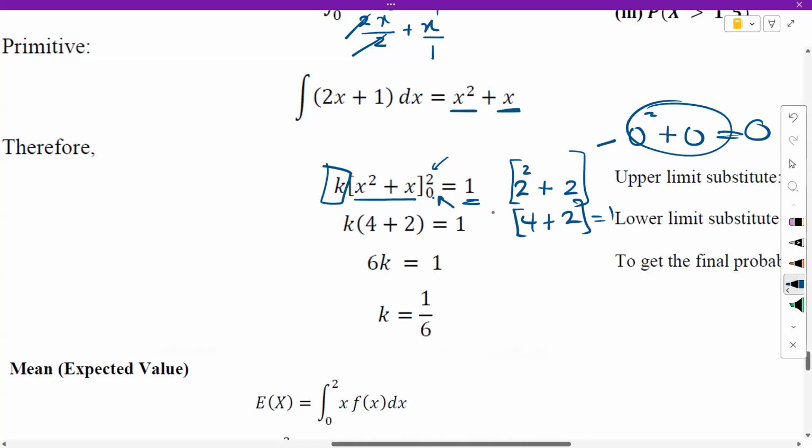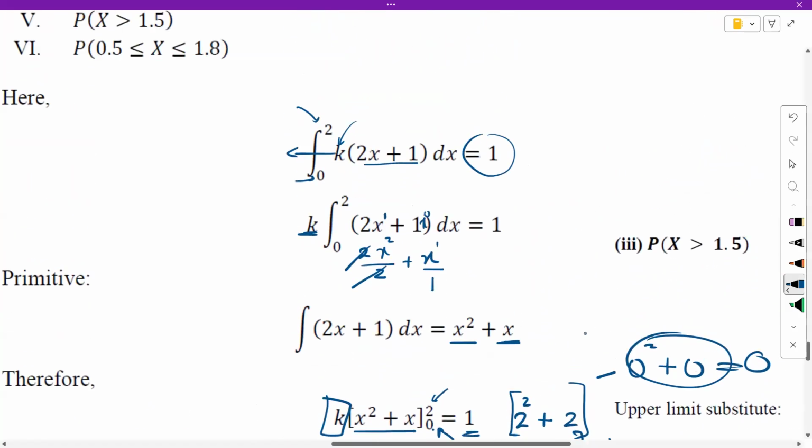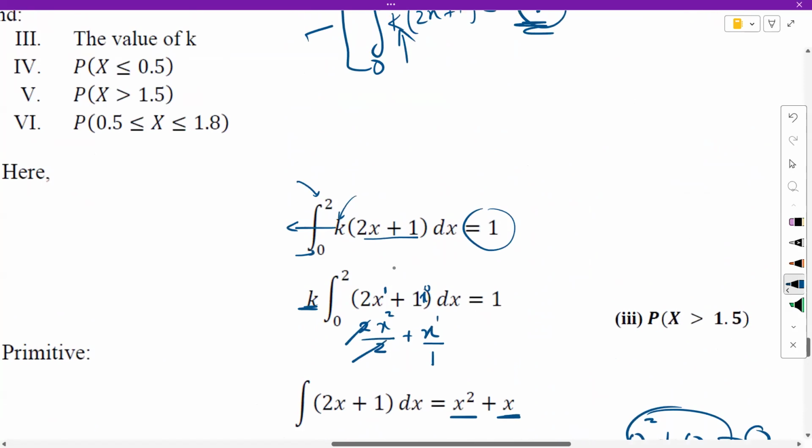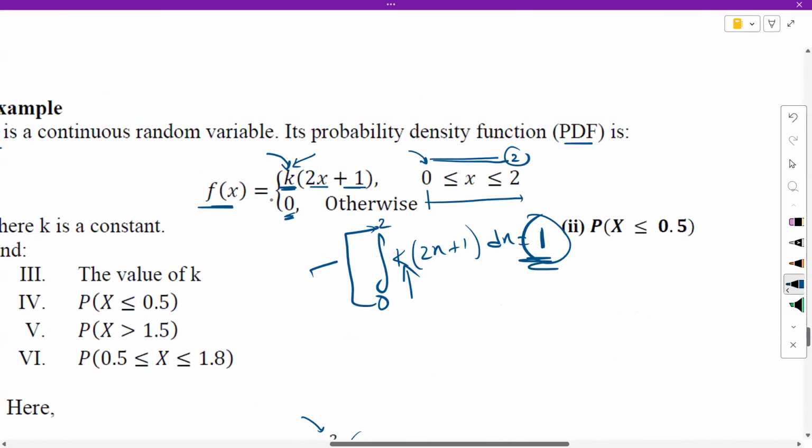We remember we have k. Therefore, 6k equals 1 and k equals 1 over 6. So now we found the value of k. Then we can substitute this k into this formula. For this k, we can write 1 over 6. So this is the probability density function.